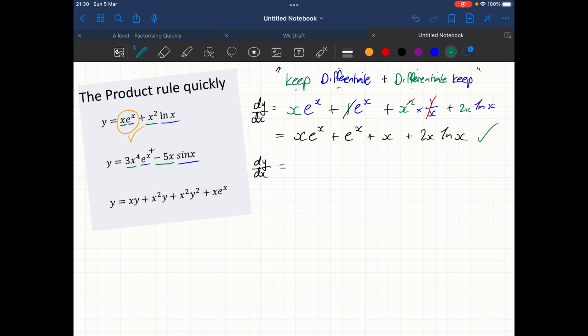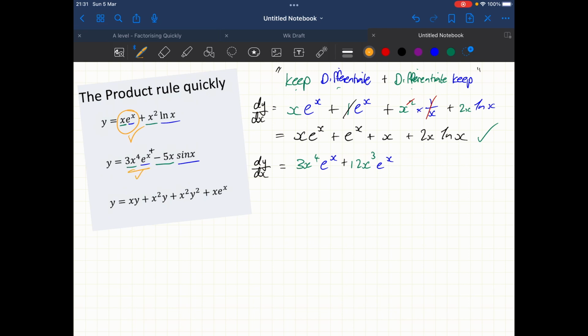Let's go. So keep the 3x to the 4, differentiate the e to the x, still e to the x. What's next? Differentiate. So 3x to the 4, that becomes 12x cubed. And then keep the e to the x, e to the x. Okay, so that's the first bit there on the left, done.